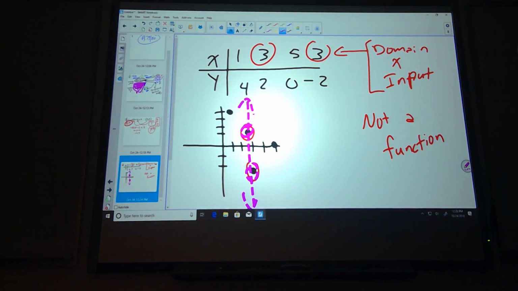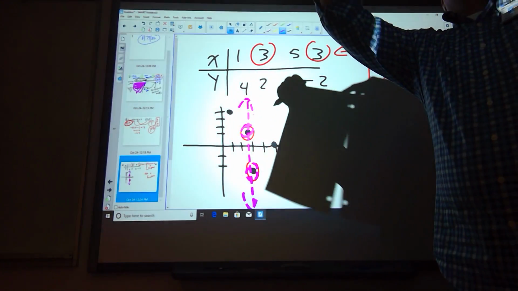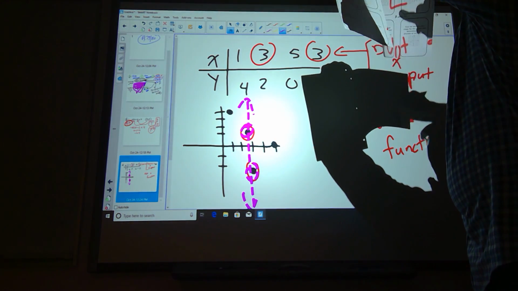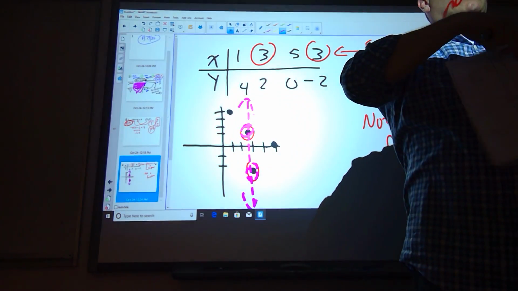If I were to flip this page over, I would say the one that says not a function. Not a function is the answer. So if you were to hold this up to the light, directly through the very back, it says not a function.